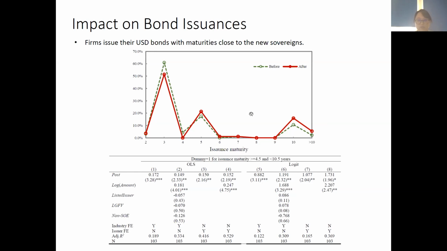But we have a little bit of caveat here, because the sample of the firms that issued the corporate bonds in the 1 year before and 1 year after the event is not many. You see that the number of bonds here is only 103. So we have some caveat here, but this issuance result is nice in the sense that it's quite consistent with our pricing implication.